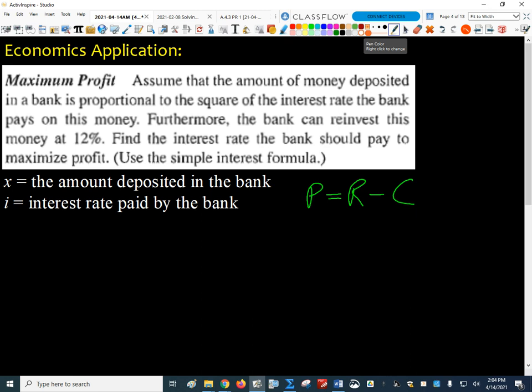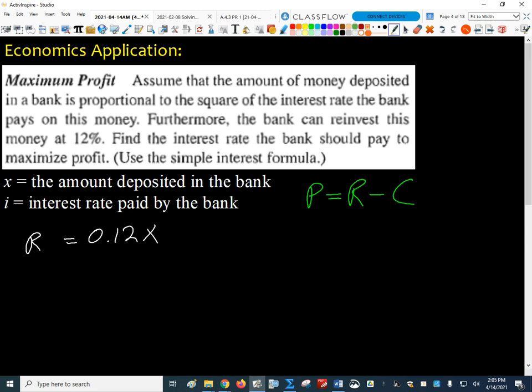Well, the bank is making money based on the amount that's deposited and its interest rate. So R is equal to 12%, which is 0.12, times the amount of money that's deposited in the bank. That's the amount of interest it's making.